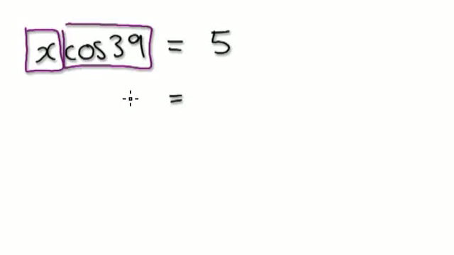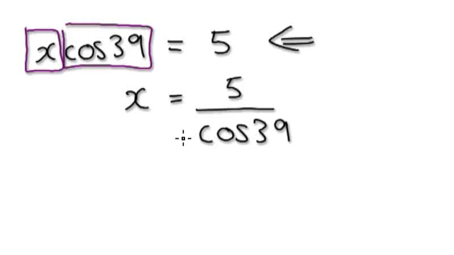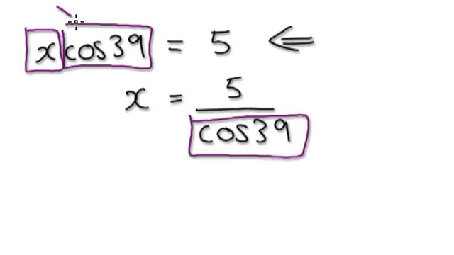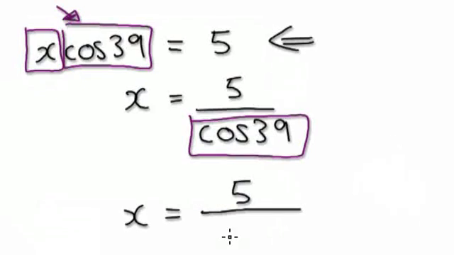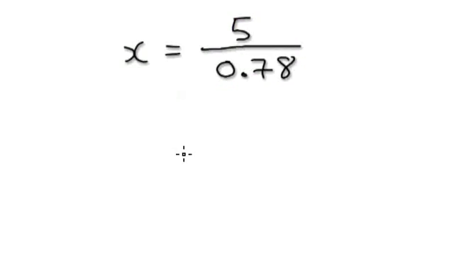So on the left hand side, inside your mind, divide both sides by cos 39. You're going to have x over here, and this will be 5 over cos 39. Remember, this is just a number. So basically, you're trying to kill off this number here. So x is given by 5 divided by cos 39. Jump to a calculator. What is cos 39? Hang on. Cos 39 is 0.78.